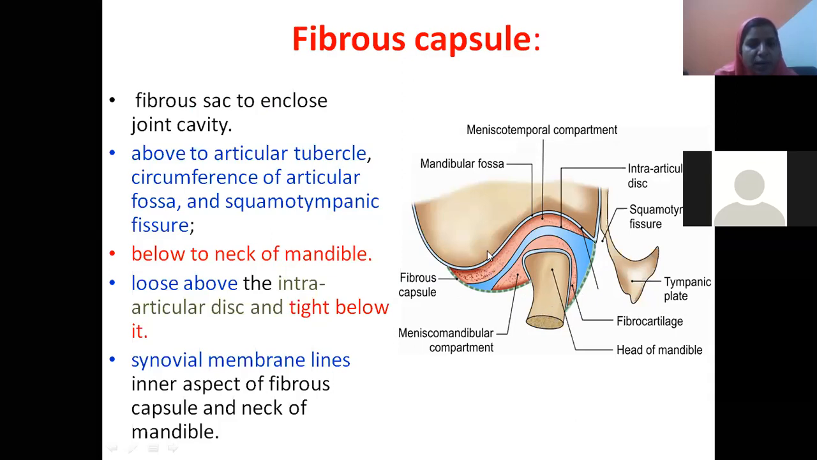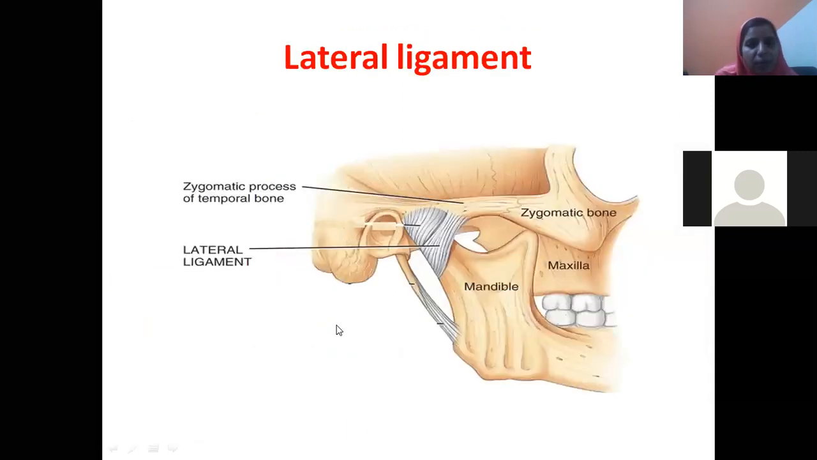Okay. It is loose above the intra-articular disc and it is tight below it. That means above, it is permitting certain gliding type of movements. It is loose above, that means at the meniscotemporal compartment, and it is tight in the meniscomandibular compartment. Okay. So now, this is the only ligament which we didn't see, I said, right?